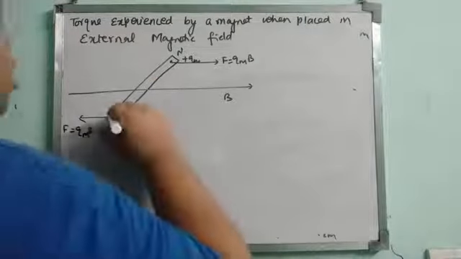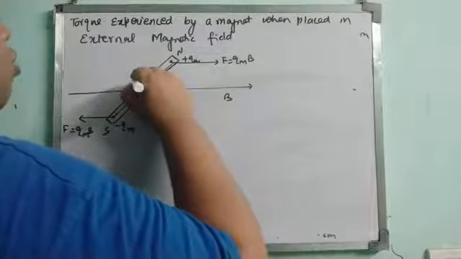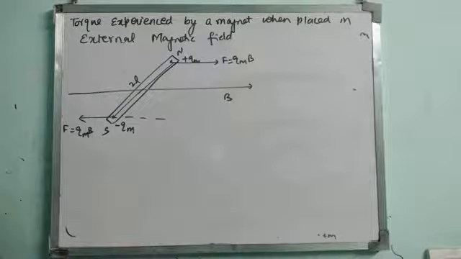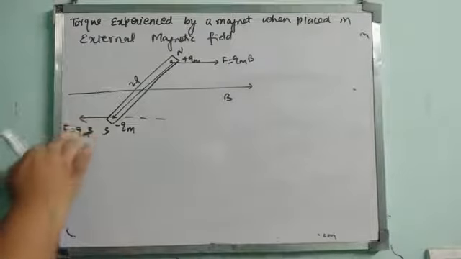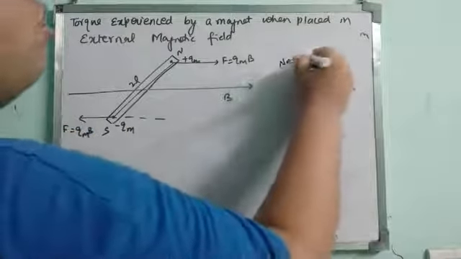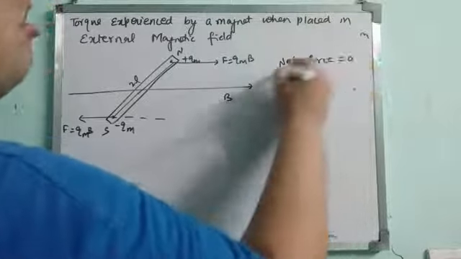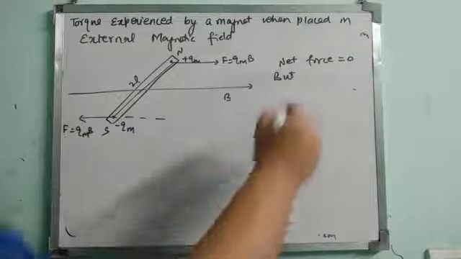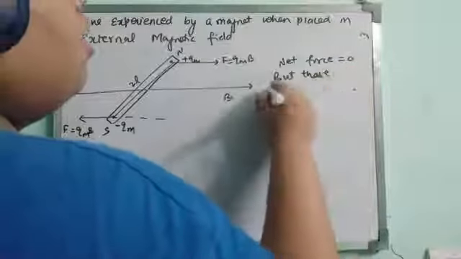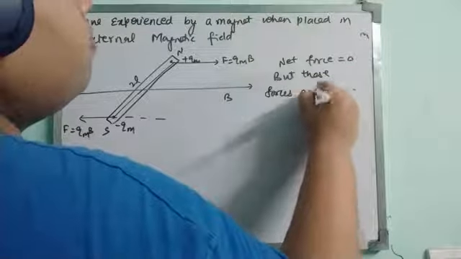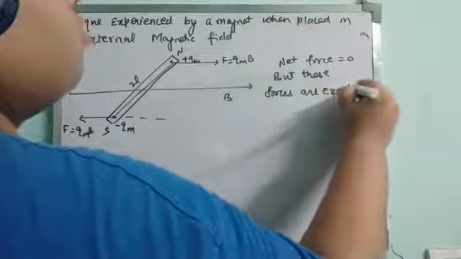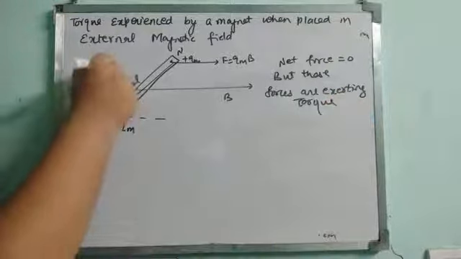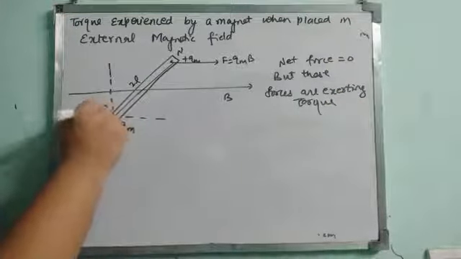The distance between the two poles is suppose 12. Clear? Now, these two forces are forming a couple. So, net force is 0, but these forces are exerting the torque. Let's suppose origin to be here. This is the origin.